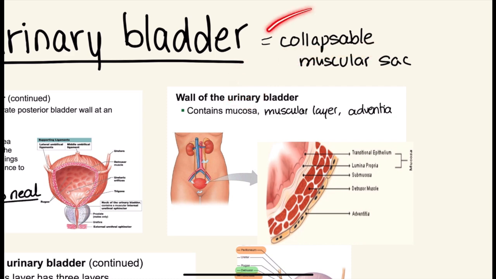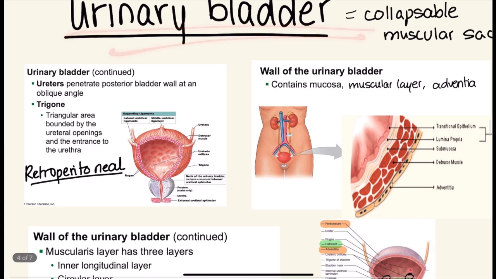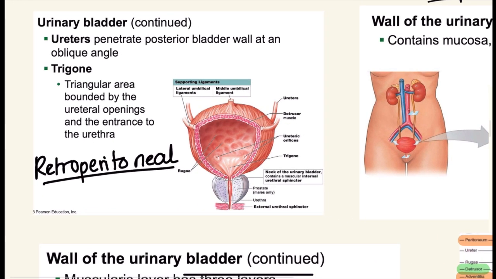So what does this indicate? It indicates that the urinary bladder is not a permanent solution to store urine. It's just a temporary solution. So it's just going to be present as a temporary solution, right, to store the urine. This just describes the urinary bladder in easy terms. Now let's try to understand the urinary bladder more.